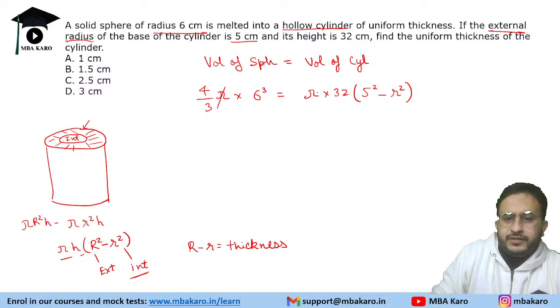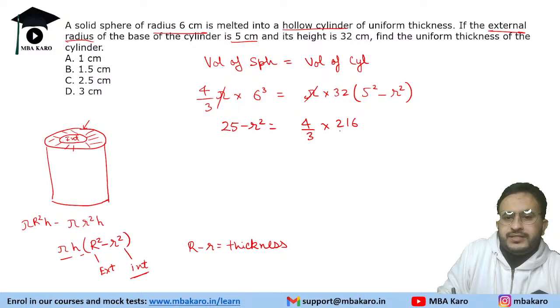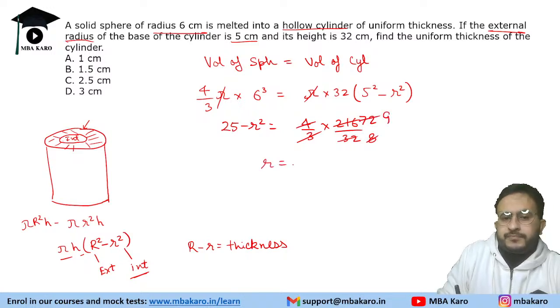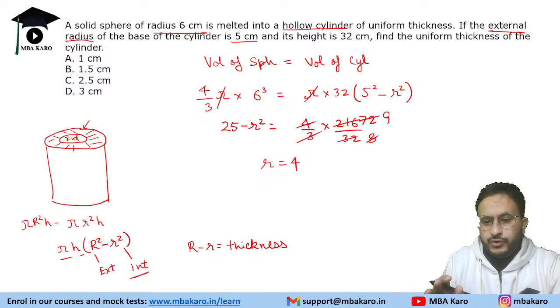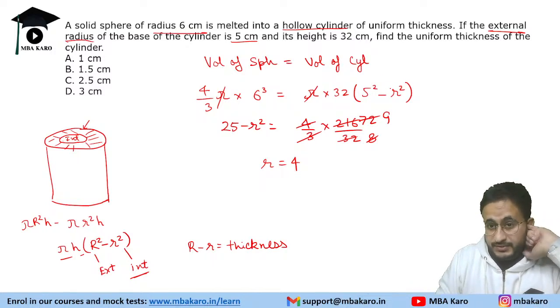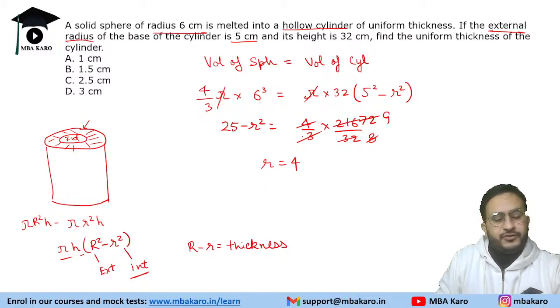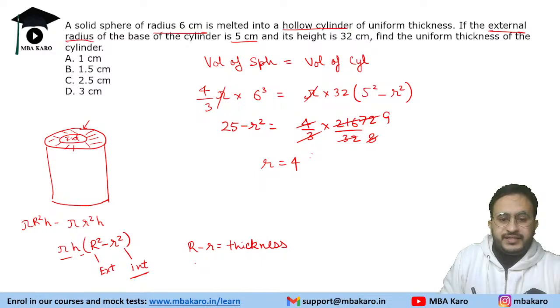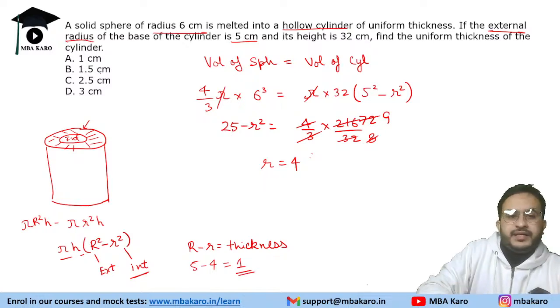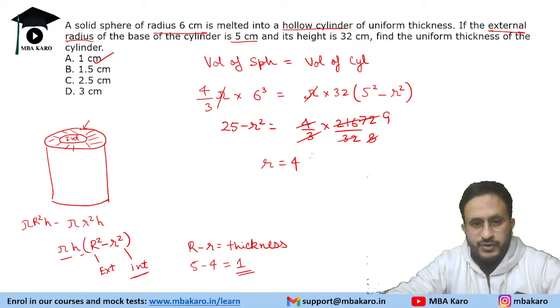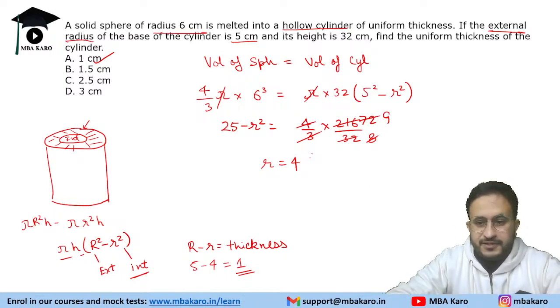Now we will remove pi. So 25 minus r square is equal to 4 by 3 into 216 divided by 32. So this becomes 9. So r is equal to 4. By putting in this expression and solving for r, you will get r as 4. So the thickness is: external radius is 5, internal radius is 4, thickness will be 1 centimeter. Okay, so those who got the answer as 1 centimeter, 1 mark to you.